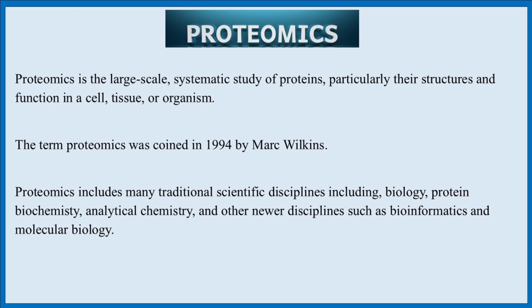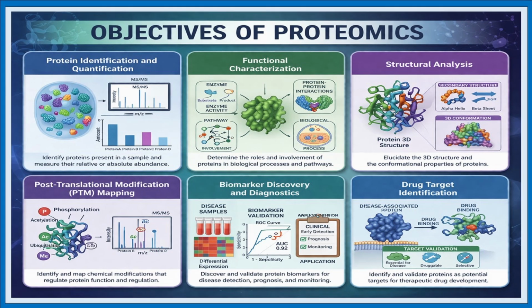molecular biology. Protein identification and quantification helps in identifying the types of proteins present in a biological sample. It helps in measuring their abundance to understand expression levels under different conditions. Functional characterization determines the biological roles and activities of proteins. It helps in understanding how proteins participate in cellular processes and pathways.